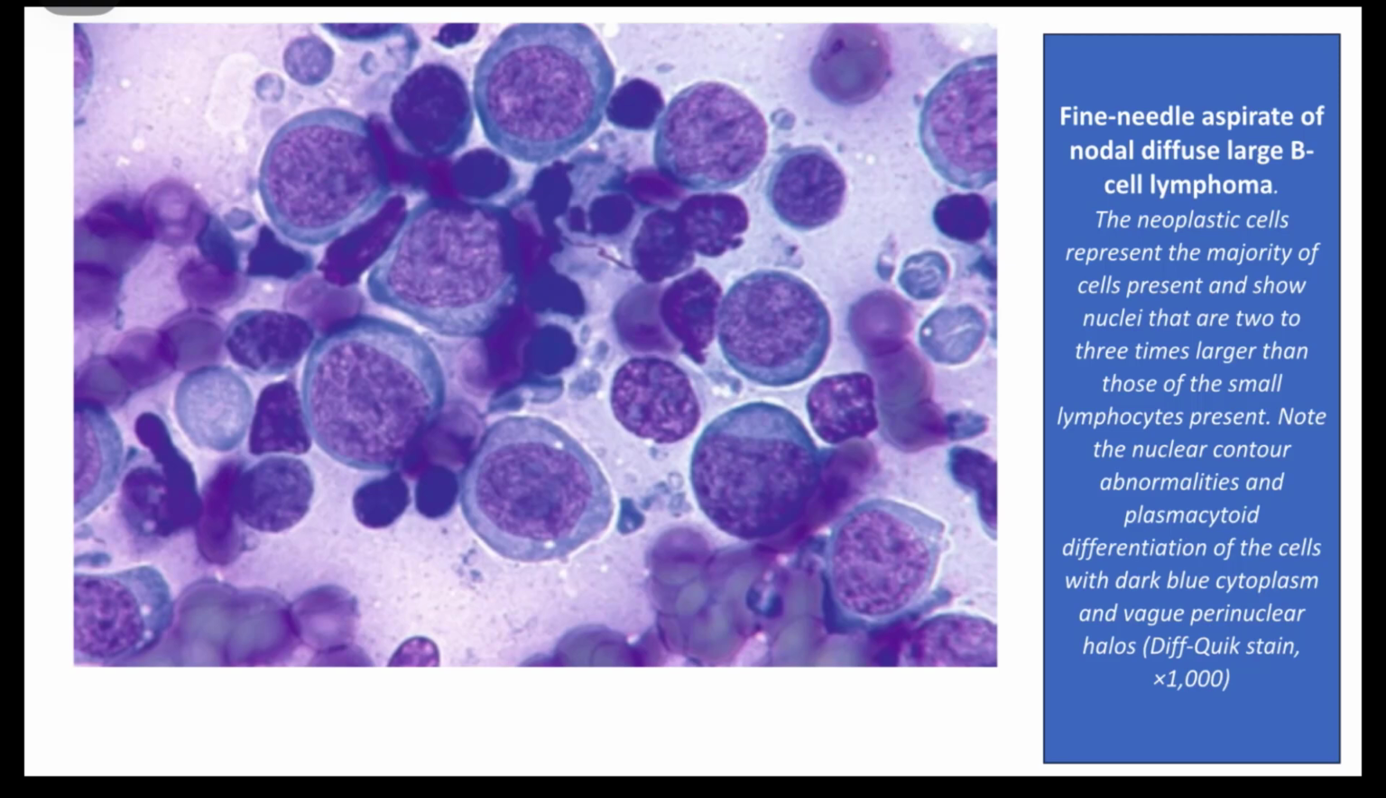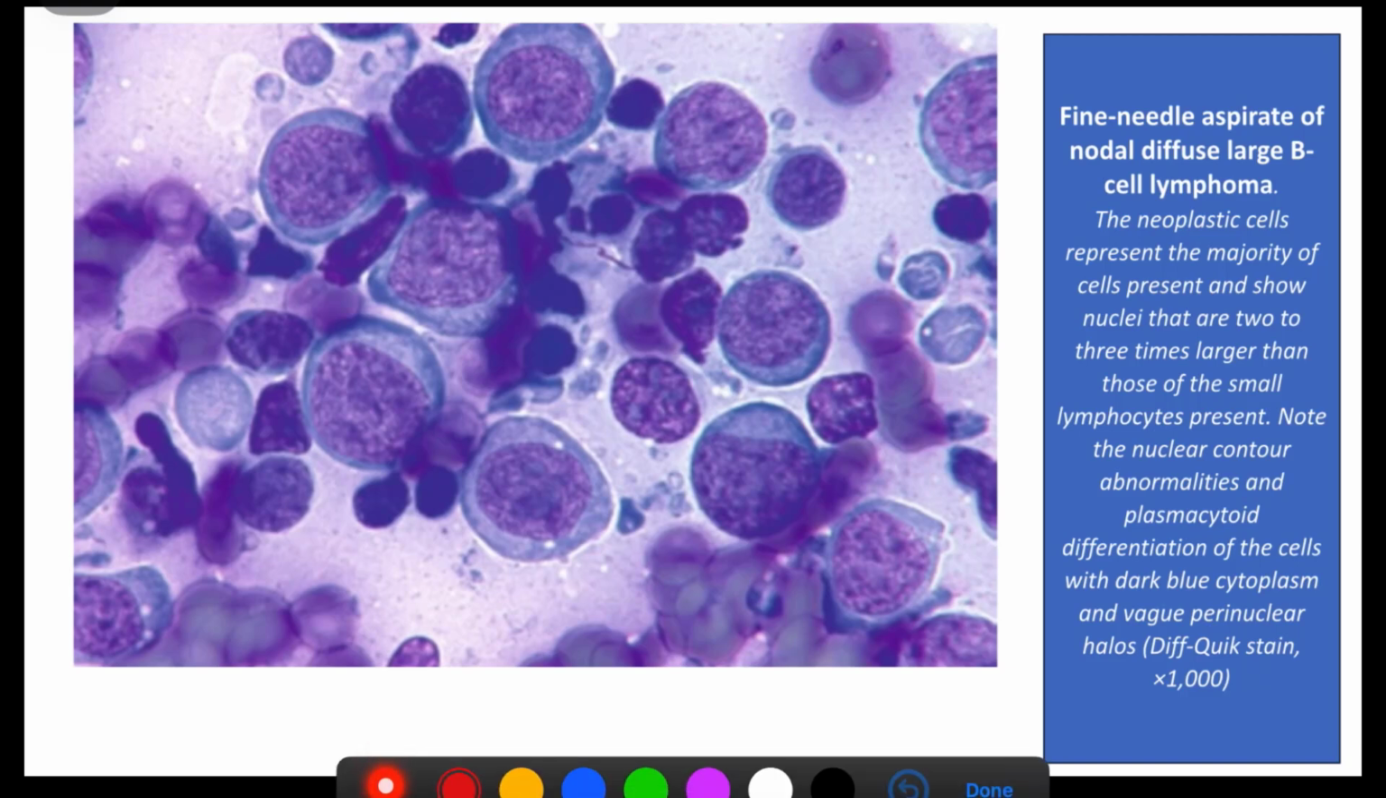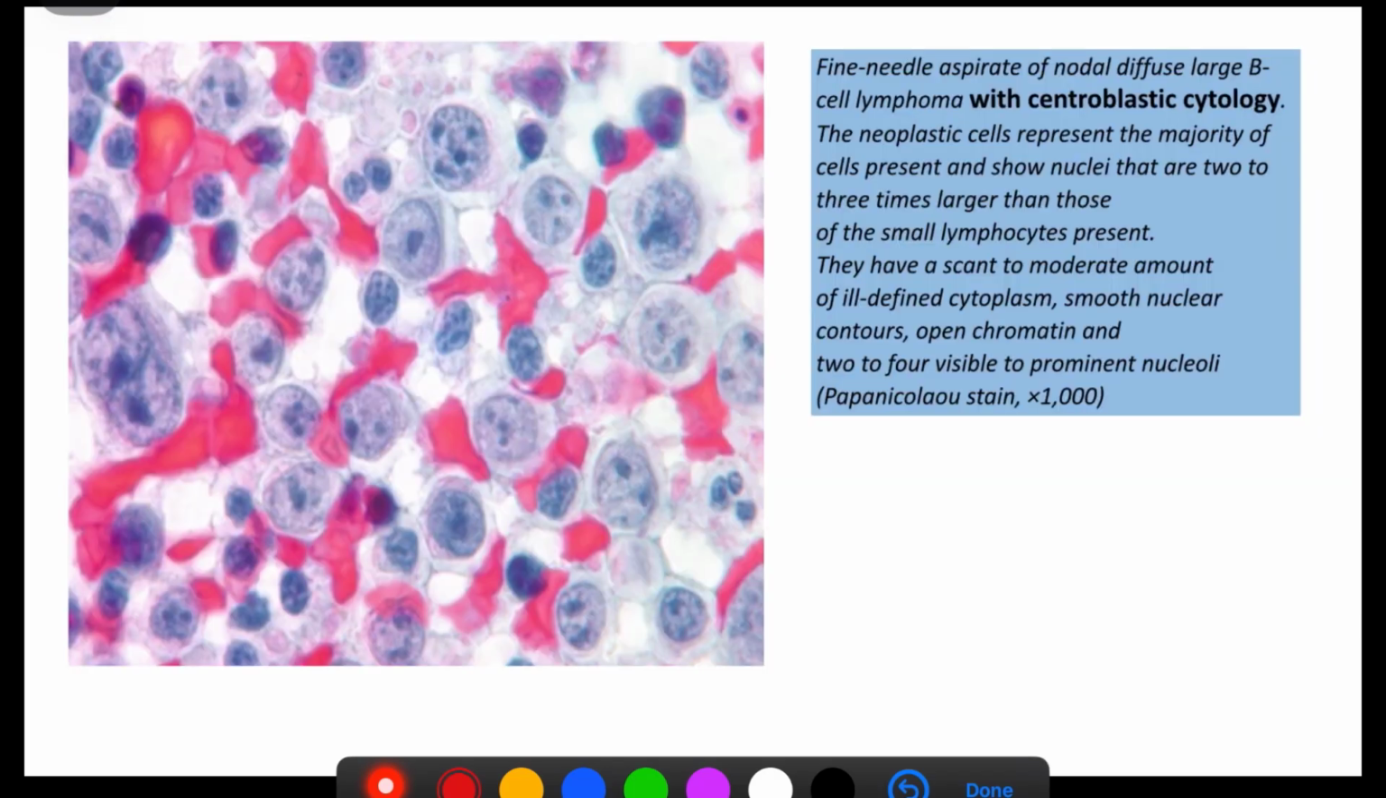So, here in this smear you can see these are the large neoplastic cells having large nucleus with abundant blue cytoplasm, and some of these cells show plasmacytoid appearance with perinuclear hof, and you can see prominent nucleoli in these cells. So this is diffuse large B cell lymphoma.